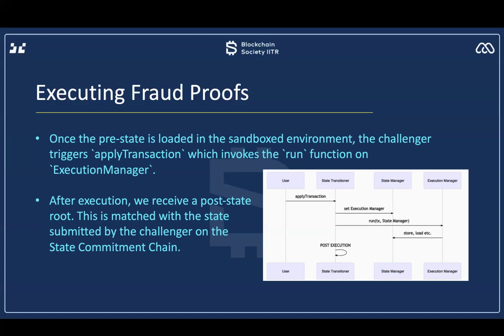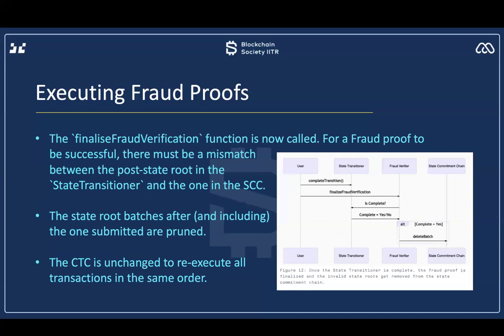Now what Optimism does is check whether there is a mismatch between the state that the execution manager has returned to us and the state that the sequencer had submitted on the state commitment chain. As I said, the finalize fraud verification function is called, which checks if there is a mismatch between the state roots. If there is a state root mismatch, that means the fraud proof is successful. The state that was submitted by the sequencer on transaction 4 was indeed invalid. And then all the states after that must be pruned and re-executed to obtain the correct states.